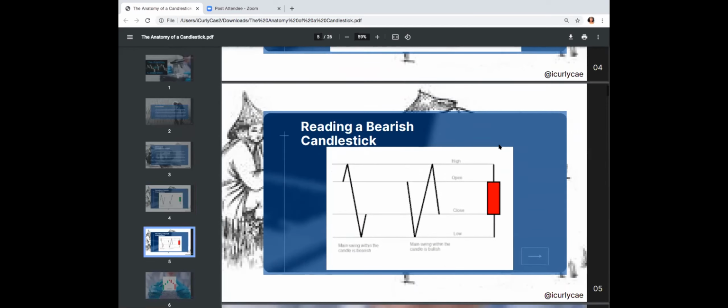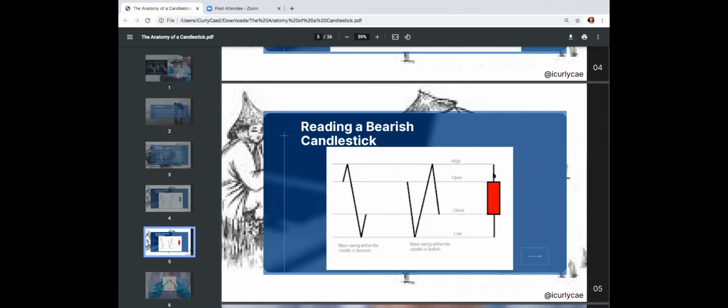Now, when you're reading a bearish candlestick, it's the same thing, but just in reverse. You're going to be starting with your open at the top. And the reason why it's at the top is because you have to consider that when it's a bearish move, price has to fall. So it's falling from where it opened. So this is your open.